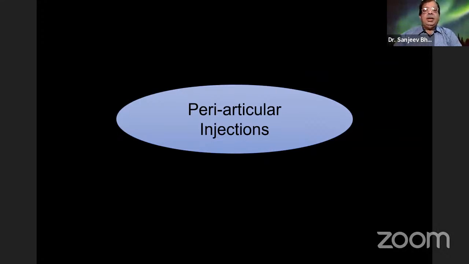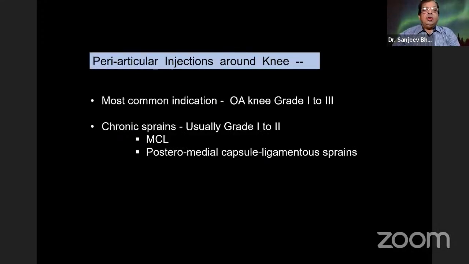Now, coming to the periarticular injections, the most common indication for me is around the knee joint. In the periarticular injections around the knee joint, I have used these injections mainly for osteoarthritis of the knee, grade 1 to 3. Also, some chronic sprains, usually grade 1 or maximum grade 2 sprains, like medial collateral ligament chronic sprains or posterior medial capsular ligamentous sprains, these injections work very nicely.